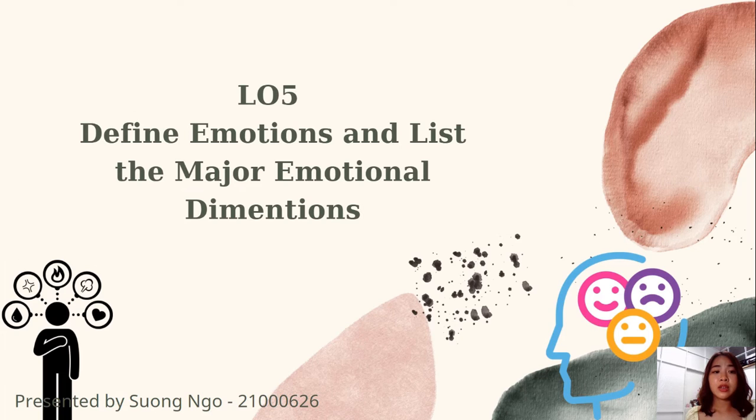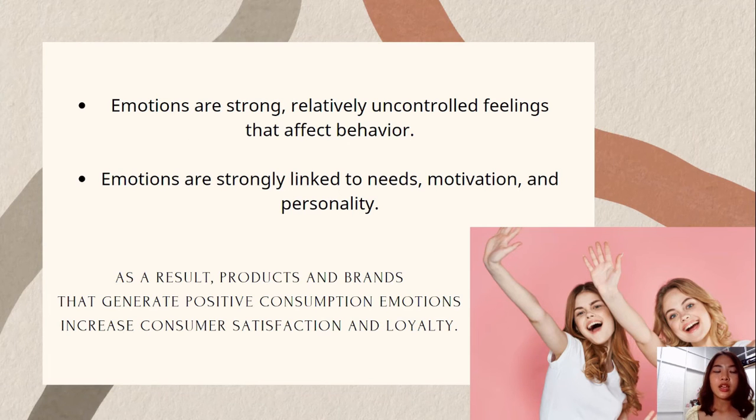And now I will talk about learning objective 5. It defines emotion, and then we'll talk about the list of major emotional dimensions. Emotions are strong, relatively uncontrolled feelings that affect behavior.